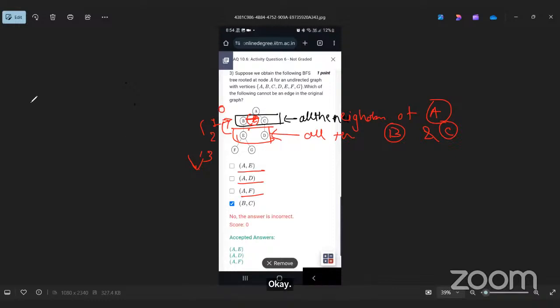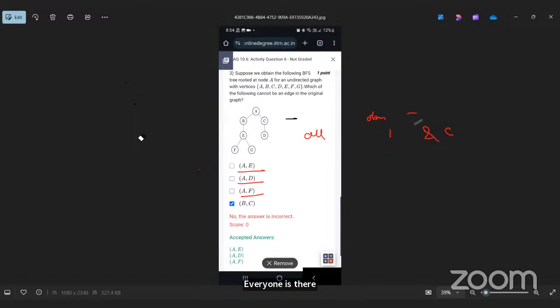So in a BFS tree, edges will only be possible between vertices at the same level, or at level i plus 1. Edges are possible only with the same level, and also with i plus 1.